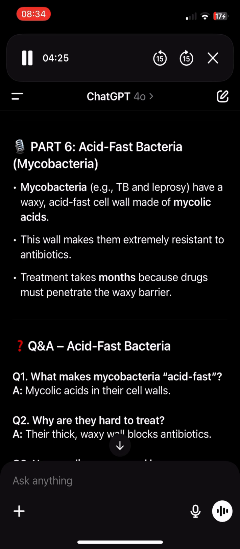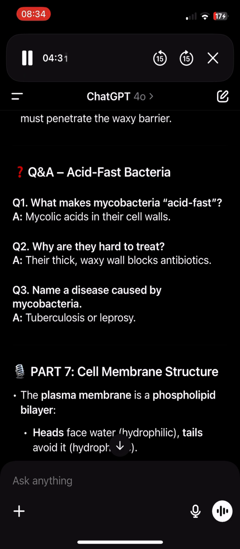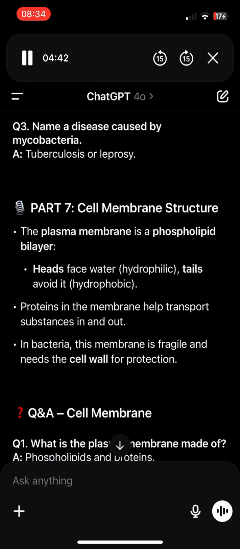Q&A. Acid-fast bacteria. Q1. What makes mycobacteria acid-fast? A. Mycolic acids in their cell walls. Q2. Why are they hard to treat? A. Their thick, waxy wall blocks antibiotics. Q3. Name a disease caused by mycobacteria. Tuberculosis or leprosy.